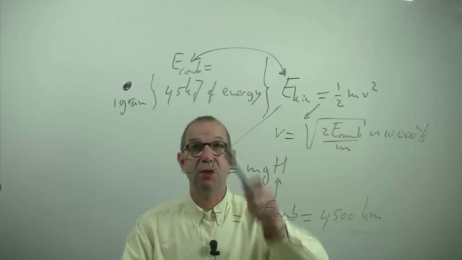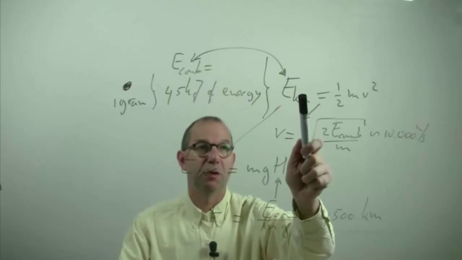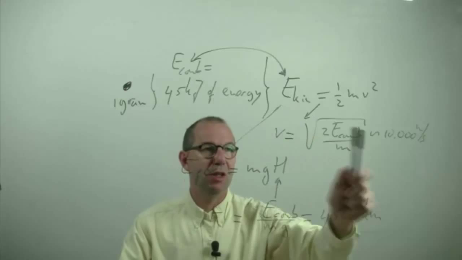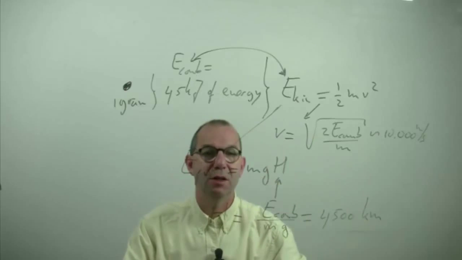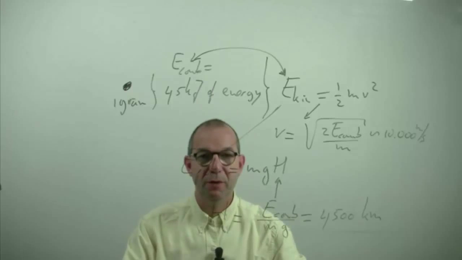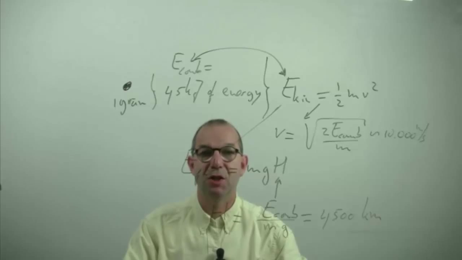Summing up, combustion energy can in principle be converted into kinetic energy or potential energy, and we see that if you do a little bit of calculation, chemical energies are very, very high, much higher than the potential and kinetic energies that we are used to.